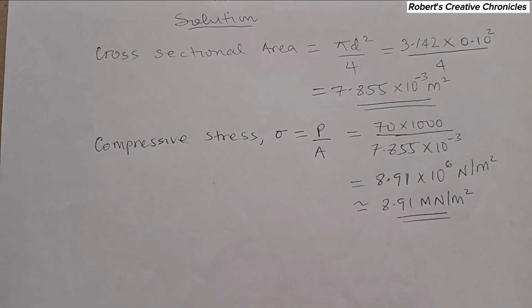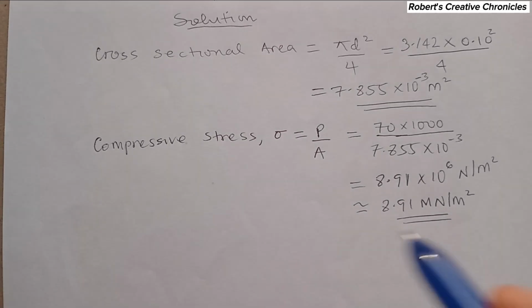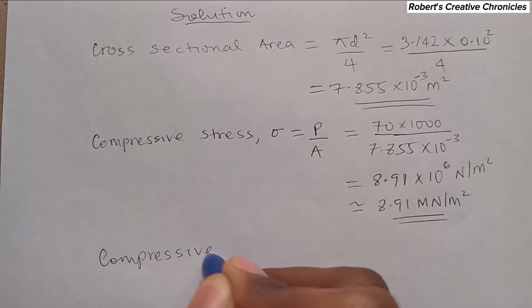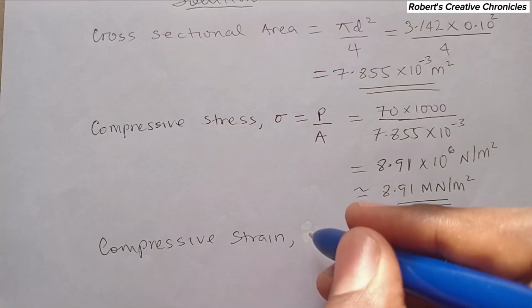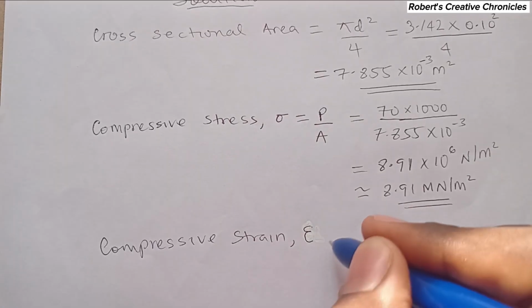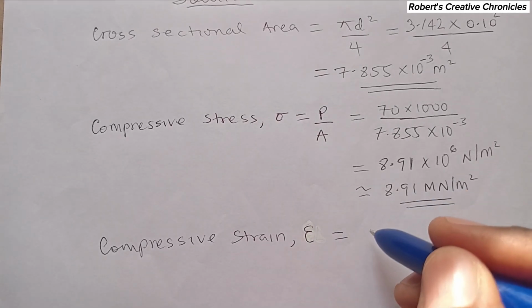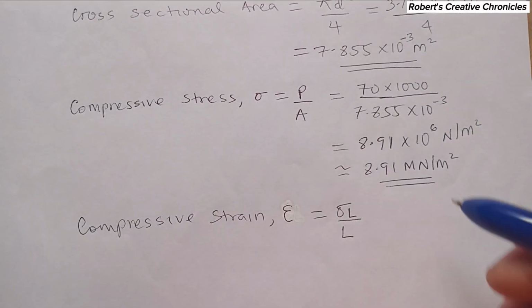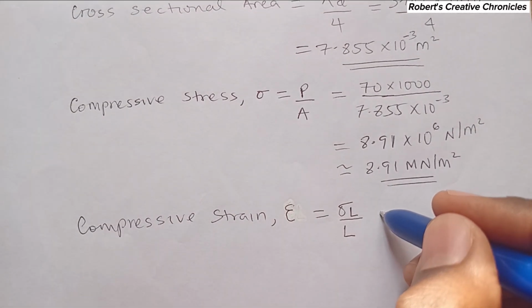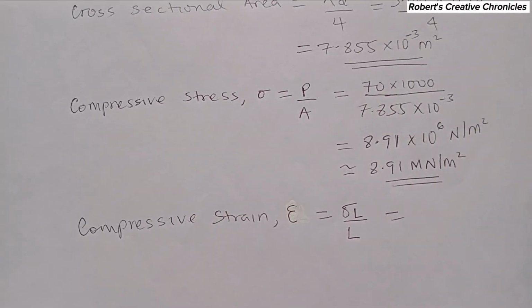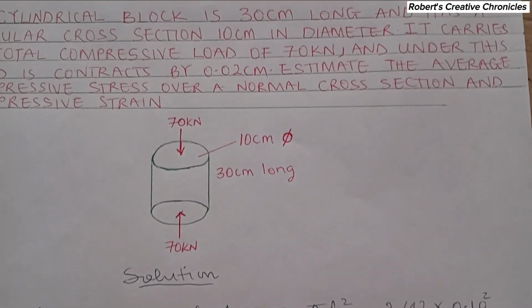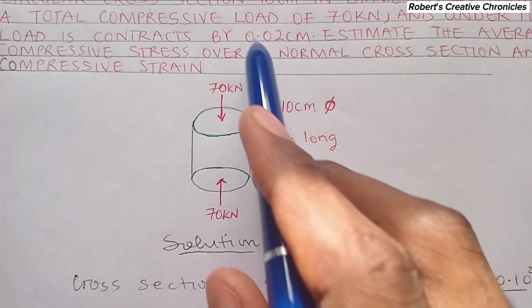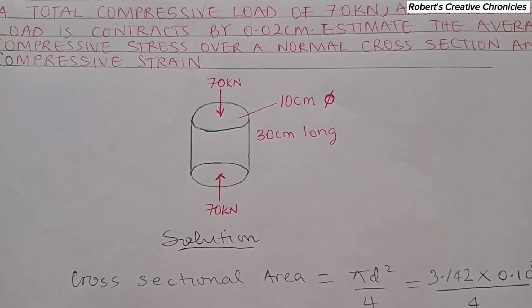Now let's find the compressive strain. Compressive strain, which is given by this, is equal to change in length over the original length. So the change in length is given by what? It contracts by 0.02, so this is the extension, which is the change in length, 0.02 centimeter.